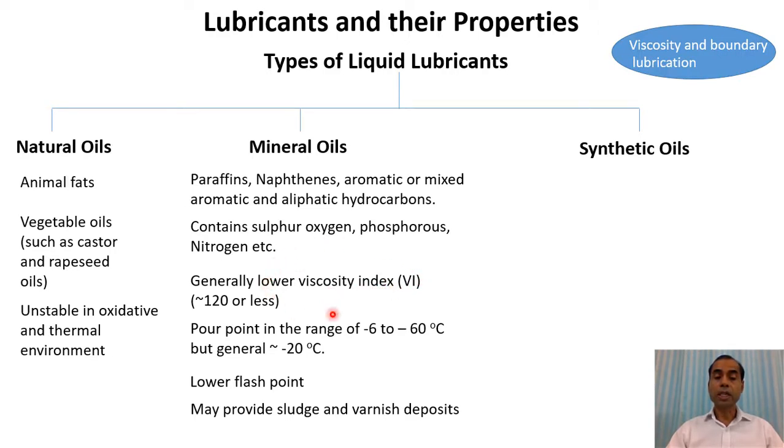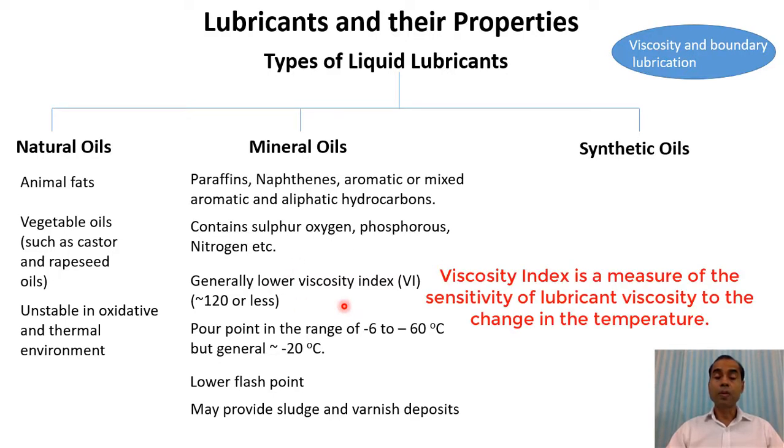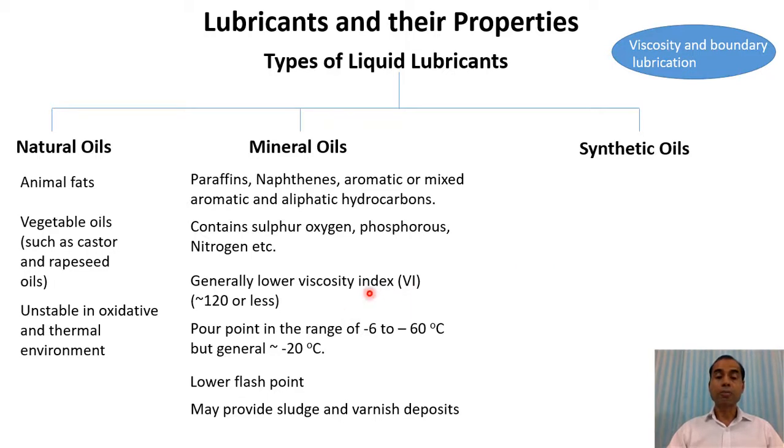Now, viscosity index is a term which we'll explain later. A high viscosity index means the lubricating oil is more stable at various temperatures. That means the viscosity does not change much with the change of temperature. That's the meaning of viscosity index. Mineral oils tend to have a lower viscosity index, which means that they are more affected by temperature. If the temperature increases, the viscosity of the oil will decrease.